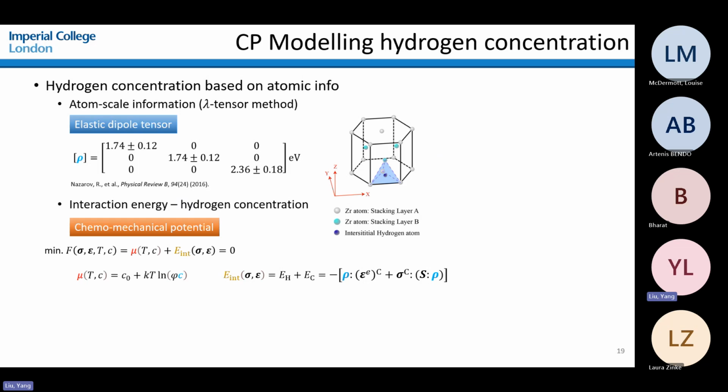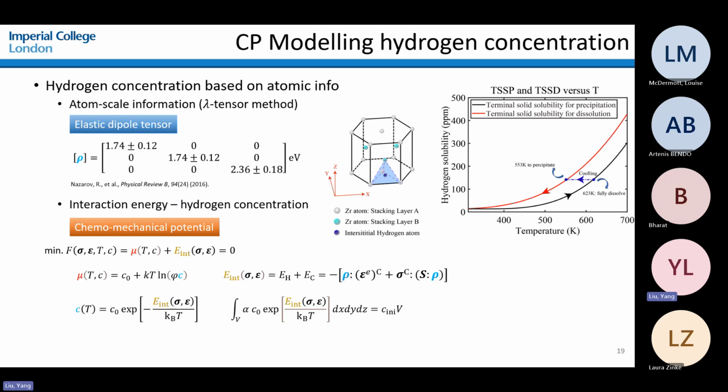So by minimizing the thermo-mechanical potential, we can link the hydrogen concentration with respect to the local deformation stresses as well as the temperature, so that we have a mechanism where the hydrogen concentration would change within the microstructure with respect to the local temperature, as well as the local stress and strain.